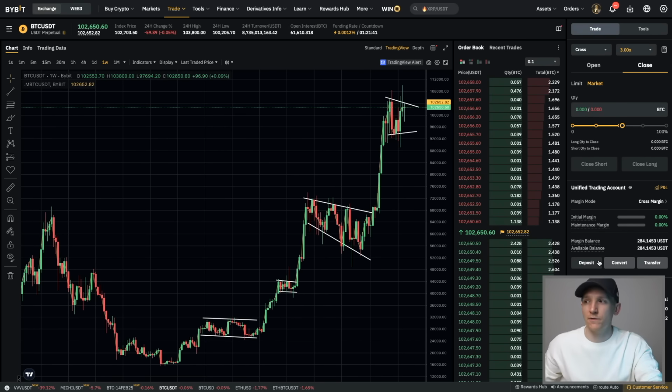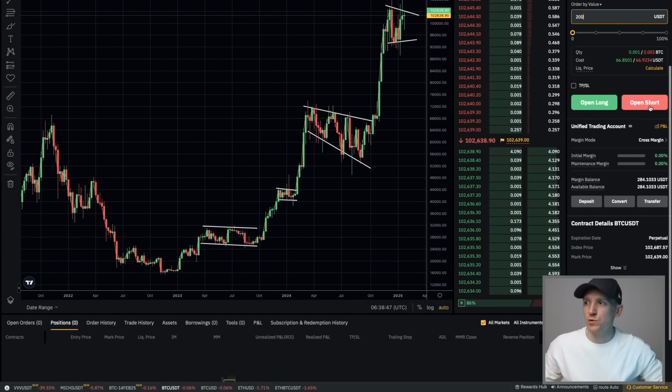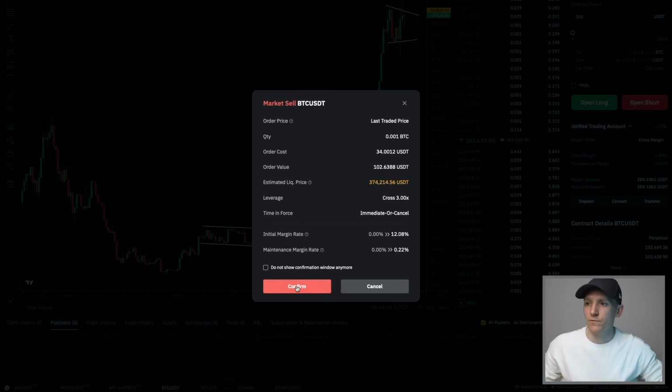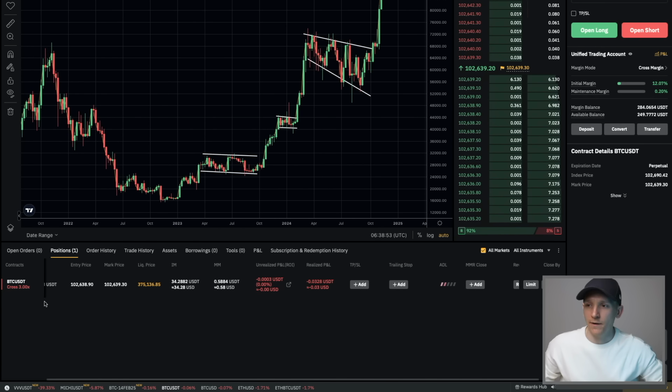We can do the exact same thing on the short side. So what we're going to do is go over to open a position again. We're going to do market order, exactly the same amount. But this time I'm going to open a short like this, press confirm. Now I have basically sold the asset. And so you can see my liquidation price is above the current price at around 375,000 per Bitcoin.